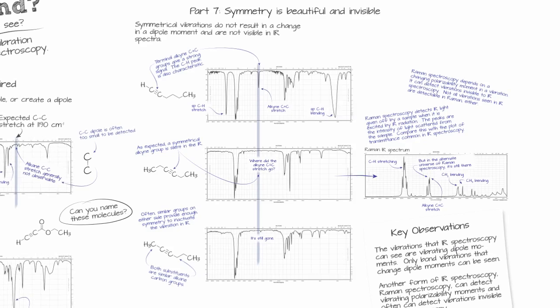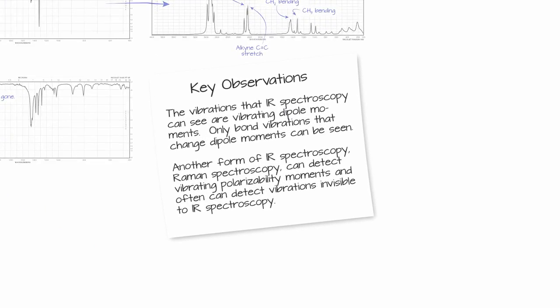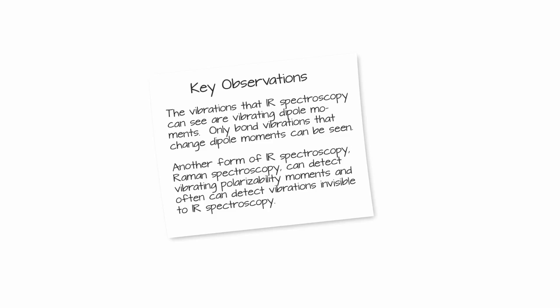So key observations that I would take away from this particular section is that we need to have a dipole moment that is moving, a vibrating and changing dipole moment, in order to see something. So if it's symmetrical, so the dipole moment doesn't change, you're not going to see that stretch. And of course, I would point out that Raman spectroscopy can see that. And if you're interested in Raman spectroscopy or you come across it in undergraduate research, it is a fascinating technique and is very useful. But we're not covering it in this course.